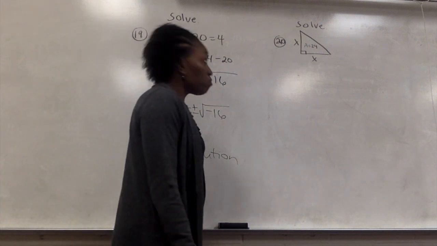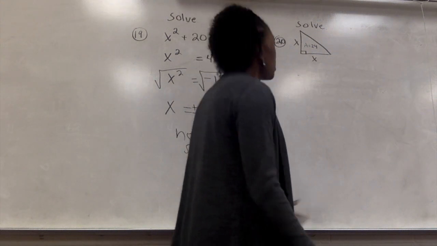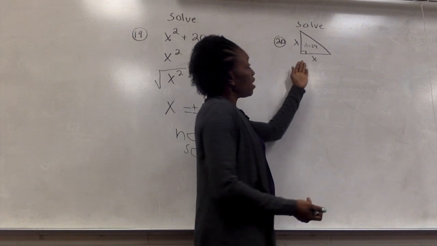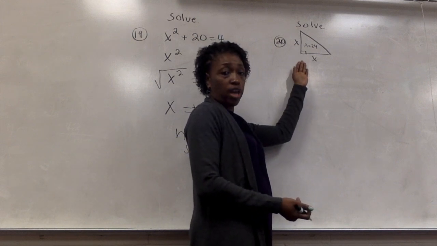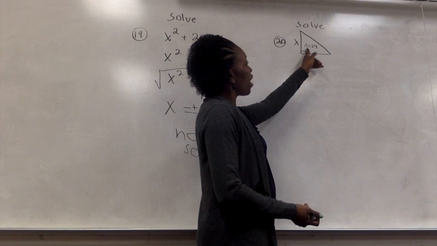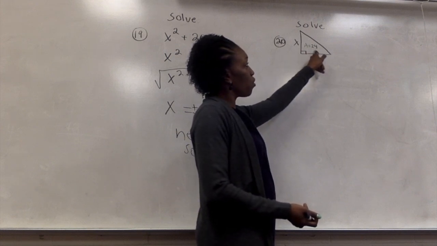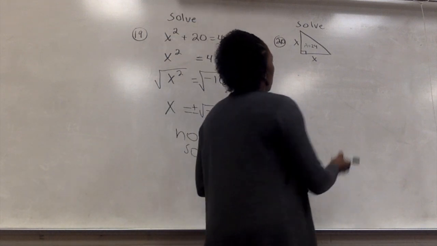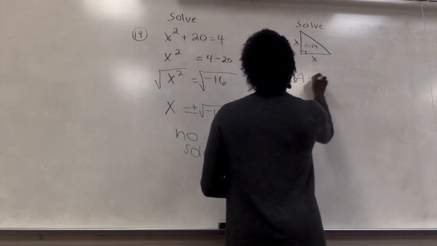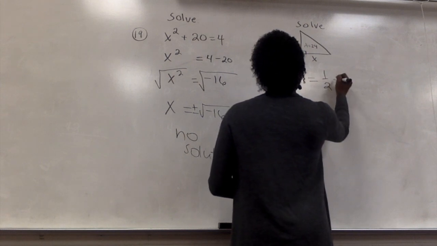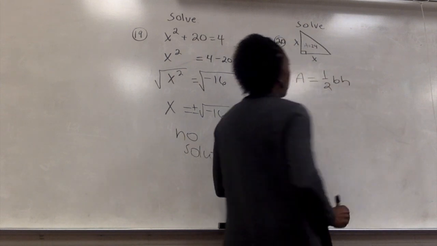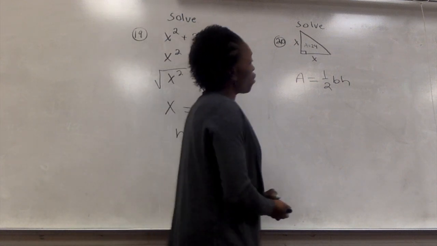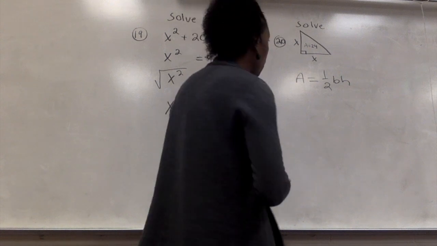This is a right triangle, and we're trying to solve for x. If we notice here, this is an isosceles triangle, and I need to find what each side is. I also see that the area is equal to 24. So now I know I'm dealing with the area of a right triangle. That means I'm going to use my formula for the area of a triangle, which is 1/2 the base times the height. And what I'm going to do first is just start plugging in what is given to me.